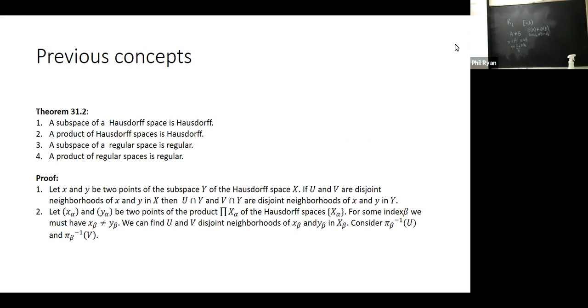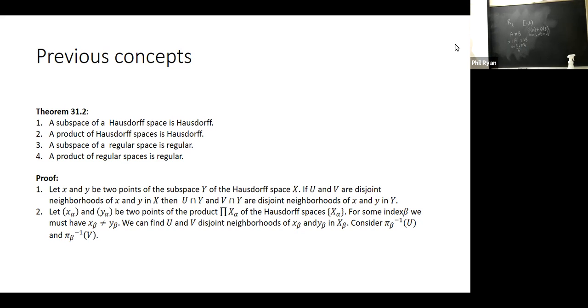Okay, so I've already told you that normal spaces don't behave nicely, but Hausdorff and regular spaces behave nicely with respect to inheriting that property. So a subspace of a Hausdorff space is Hausdorff, a product of Hausdorff spaces is Hausdorff, a subspace of a regular space is regular, and the product of regular spaces is regular.